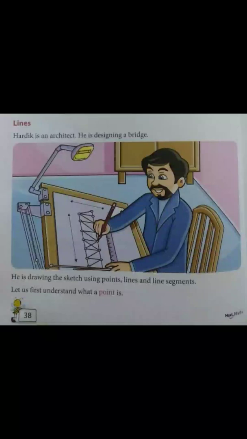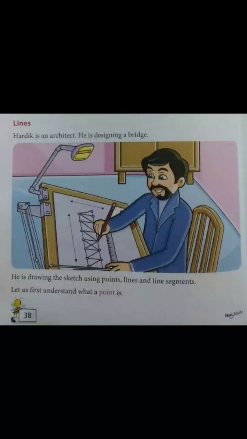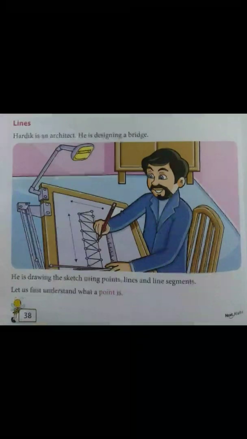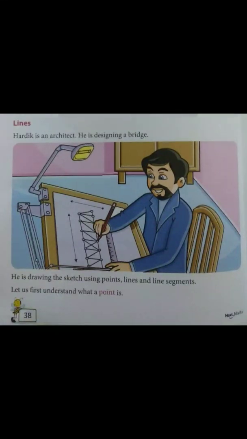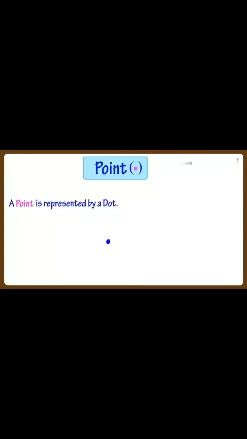He is drawing the sketch using points, lines and line segments. So let's start by first understanding what a point is. A point is represented by a dot and it is named with a capital letter. For example, this is point A. Here are more examples of points. Here point A, point B, point C and point D are points.